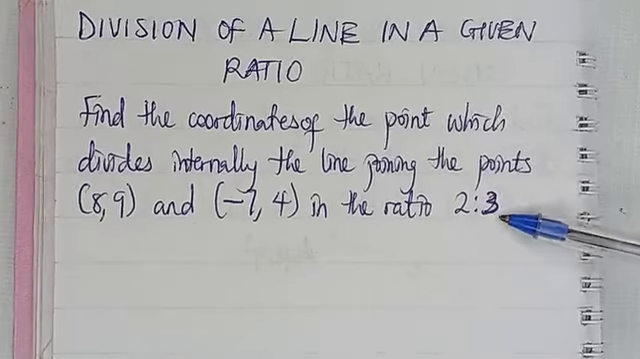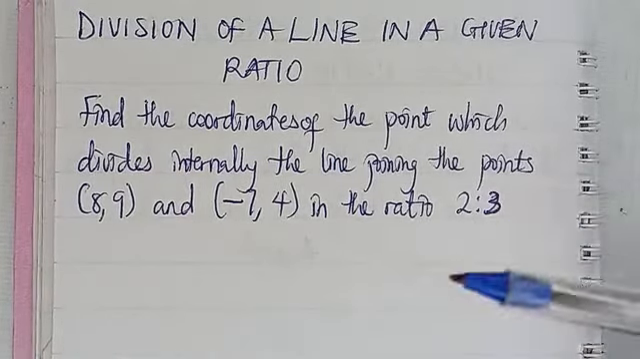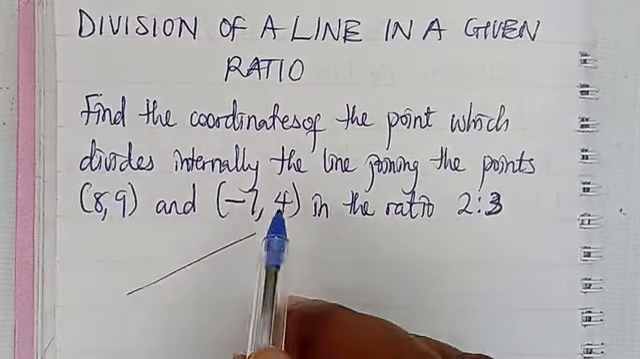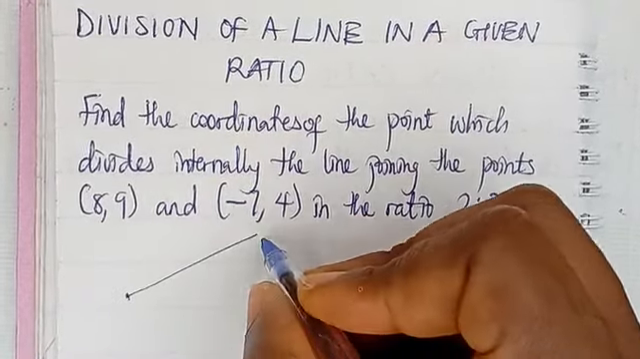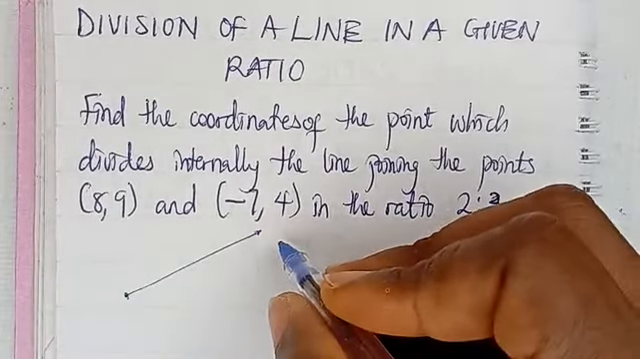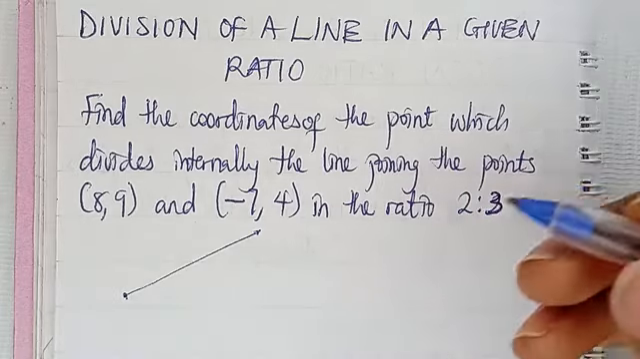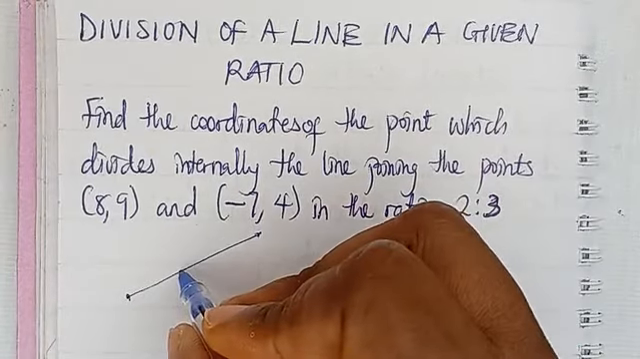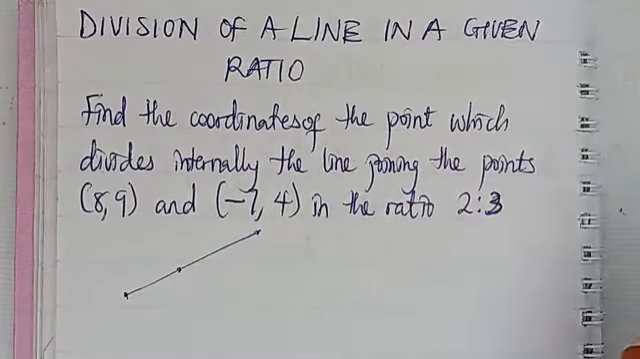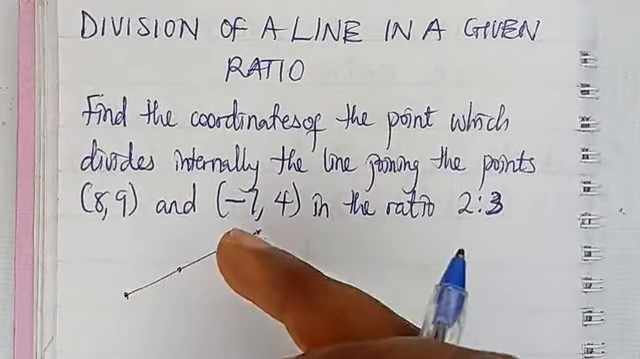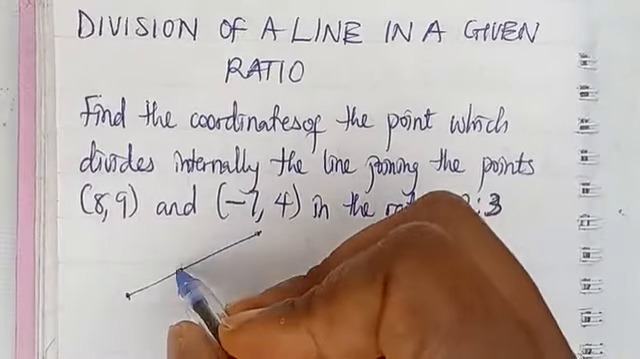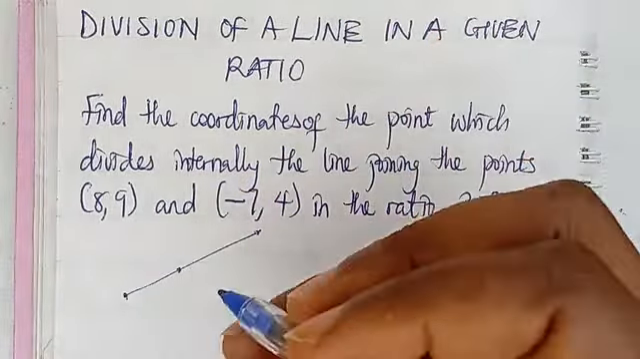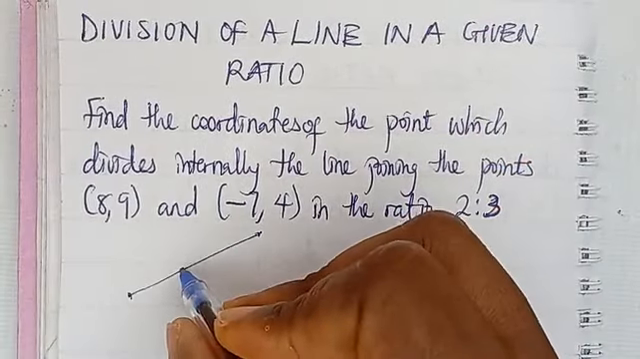Find the coordinates of the point which divides internally the line joining the points (8, 9) and (-7, 4) in the ratio 2:3. What this question is asking is, if we have a line joining these two coordinate points, and we want to divide this line in the ratio of 2:3, what is the coordinate point that will divide this line into 2:3? We want to find it by calculation, instead of measuring and all those things. We want to find by calculation what the exact coordinate point will be.